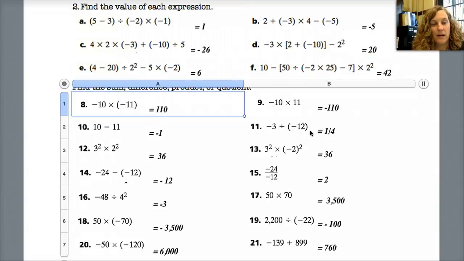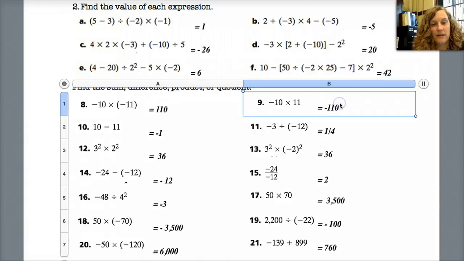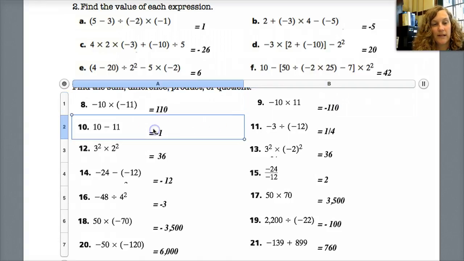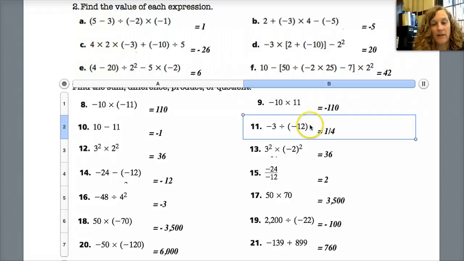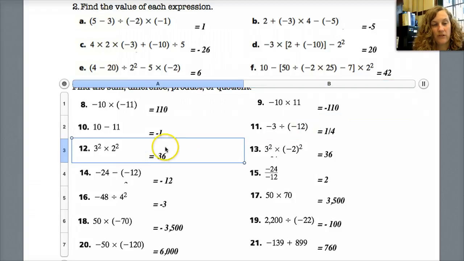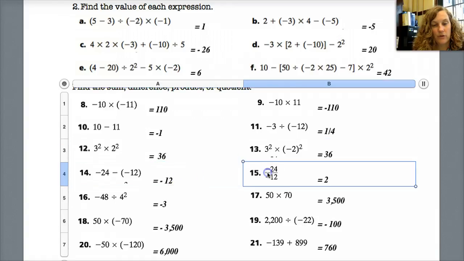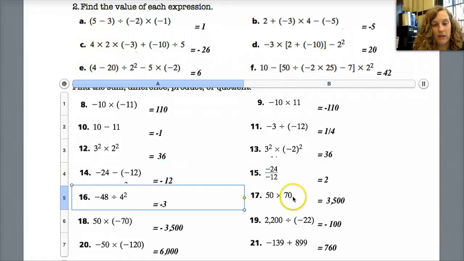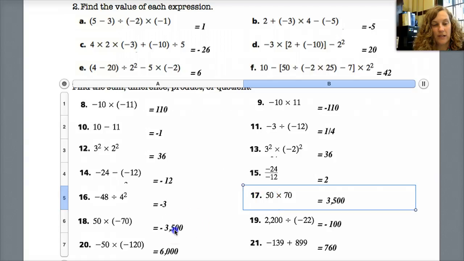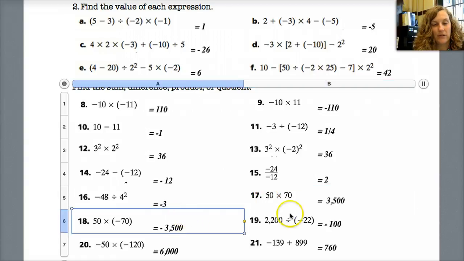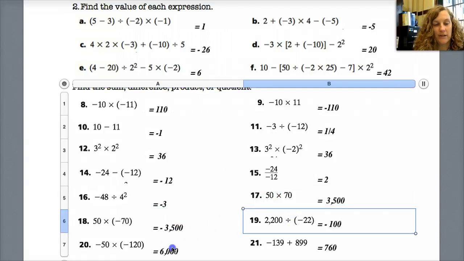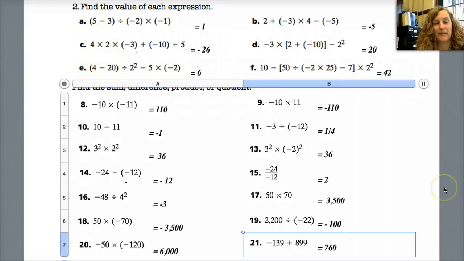For 8, you should have gotten positive 110, negative 110, negative 1, positive 1/4, 36, 36, negative 12, 2, negative 3, 3,500, negative 3,500, negative 100, 6,000, and 760. So those are just reviewing your rules for adding, subtracting, multiplying, and dividing negative numbers.